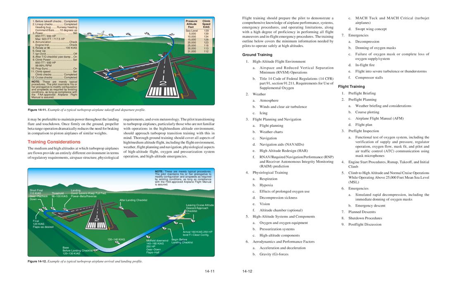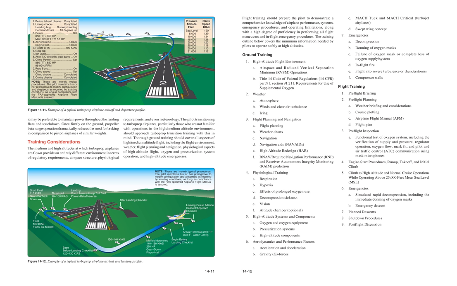Minimum, RVSM, operations. B. Title 14 Code of Federal Regulations, 14 CFR, Part 91, Section 91.211, Requirements for Use of Supplemental Oxygen. 2. Weather. A. Atmosphere. B. Winds and clear air turbulence. C. Icing. 3. Flight planning and navigation. A. Flight planning. B. Weather charts. C. Navigation. D. Navigation aids, nav aids. E. High altitude redesign, HAR. F. RNAV/required navigation performance, RNP, and receiver autonomous integrity monitoring, RAIM, prediction.